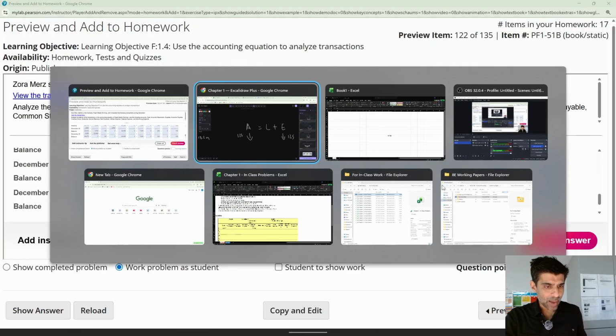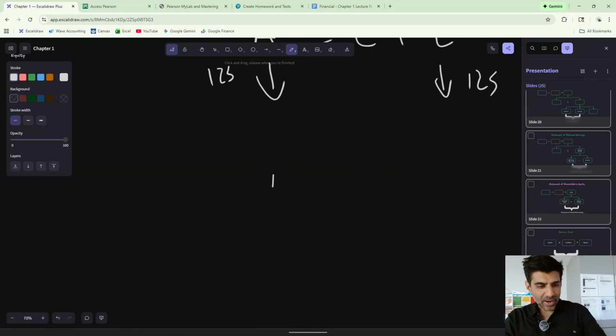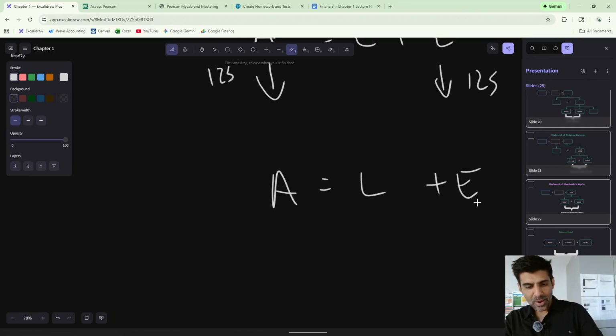Okay, so what happened there? We had assets equals liability plus equity. Nothing happened here on the right side. We just had one asset go down and one asset go up by the exact same amount. That's why our equation is still balanced.